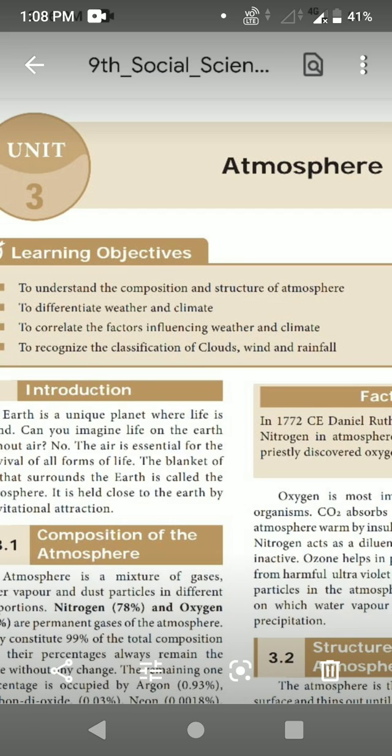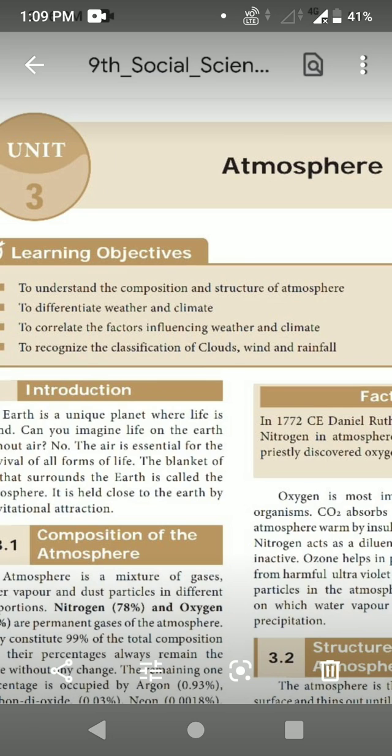See, atmosphere. This Earth is a unique planet where life is found. So, which is the unique planet? Earth. Can you imagine life on the Earth without air? Imagine for one minute, without air, whether we can live or survive in this world. No, isn't it? So our Earth is surrounded by air, that is called the atmosphere. So what is called the atmosphere? The blanket of air that surrounds the Earth is called the atmosphere.